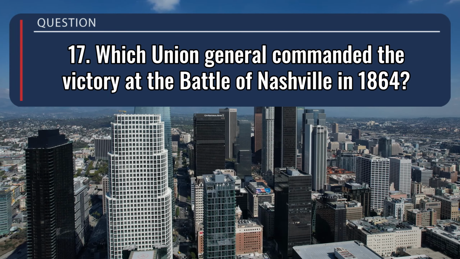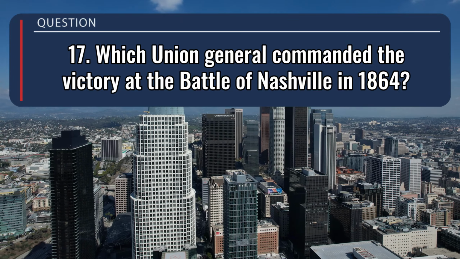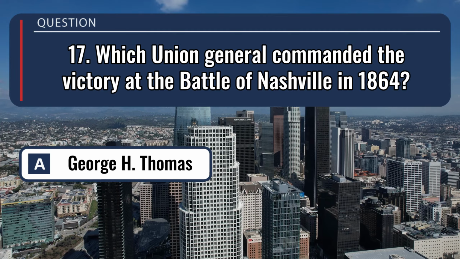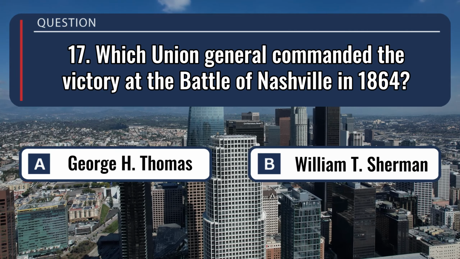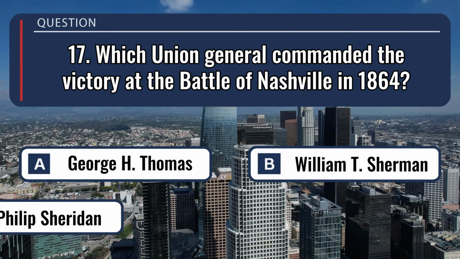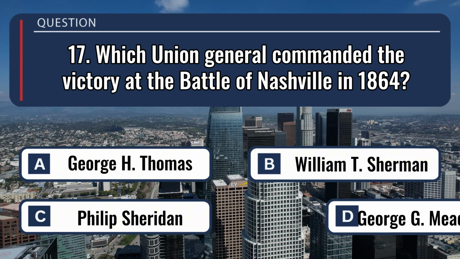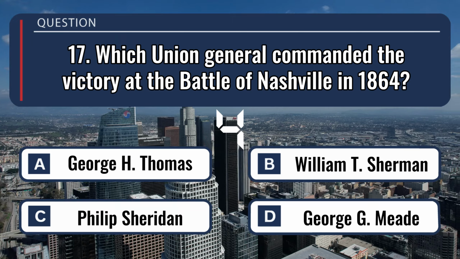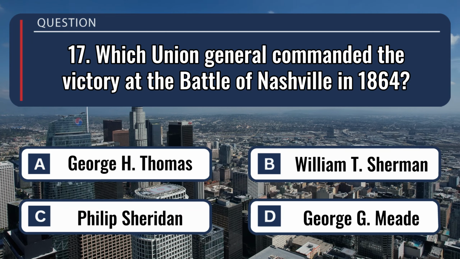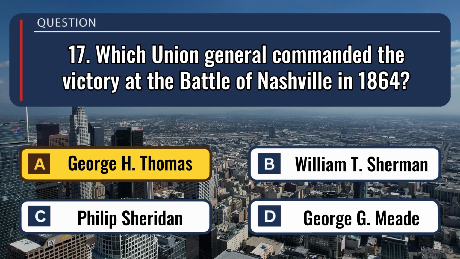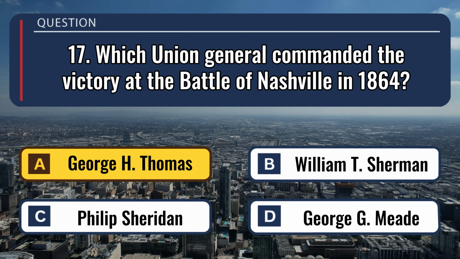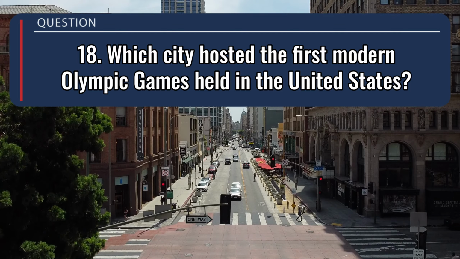Question 17. Which Union general commanded the victory at the Battle of Nashville in 1864? A. George H. Thomas. B. William T. Sherman. C. Philip Sheridan. D. George G. Meade. The correct answer is A. George H. Thomas.